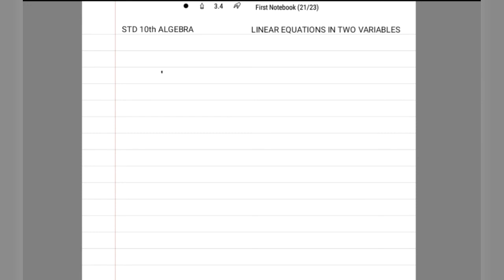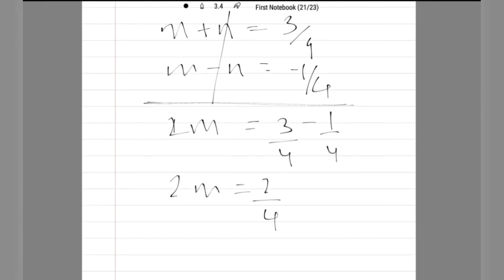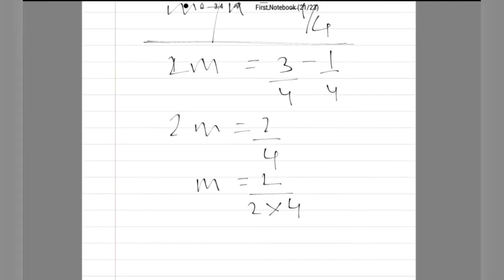So the equations which we got are m plus n is equal to 3 by 4 and m minus n is equal to minus 1 by 4. After adding these equations, the n cancels, 2m is equal to 3 by 4 minus 1 by 4, that is 3 minus 1 is 2 by 4, so 2m is equal to 2 by 4. Now this 2 of the m goes to the other side, so m is equal to 2 by 2 into 4. We get the value of m as 1 by 4.